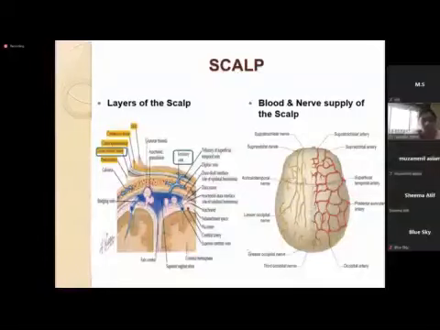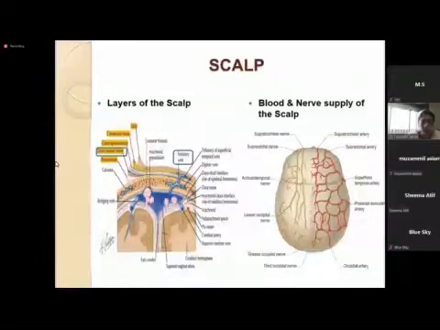Now, what is important is there is a dangerous layer. I have seen many MCQs in which they will ask about the dangerous layer of the scalp. The dangerous layer of the scalp is the loose areolar connective tissue layer.